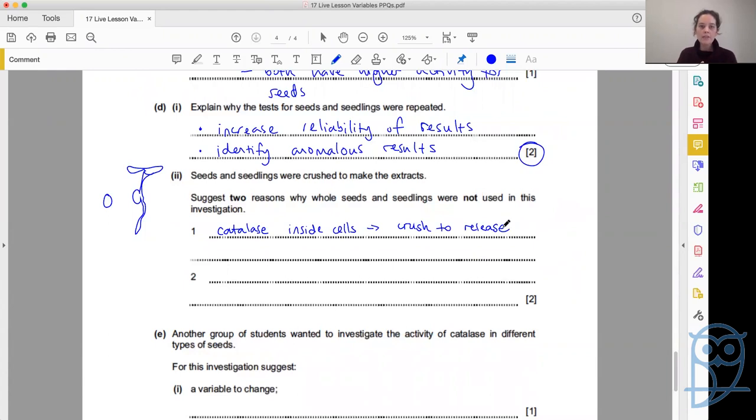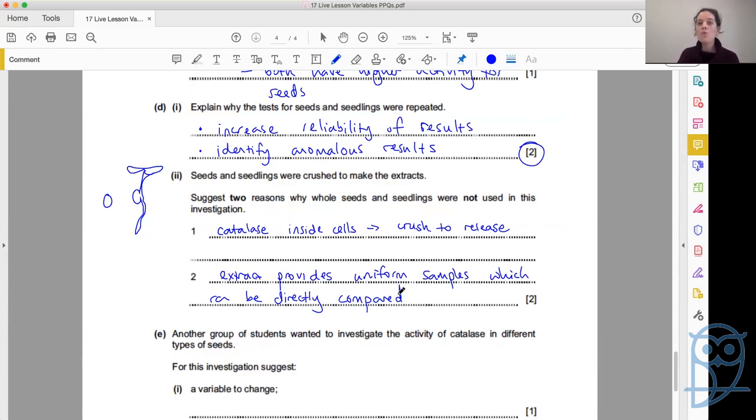Okay. The other thing is, of course, where in the seed, where in the seedling. We don't know any of this information, okay? The seed is a different shape and a size to a different seedling. So when we crush them and we extract the catalase, we can actually make uniform, controlled extracts that we can then directly compare. So an extract provides uniform samples which can be directly compared.